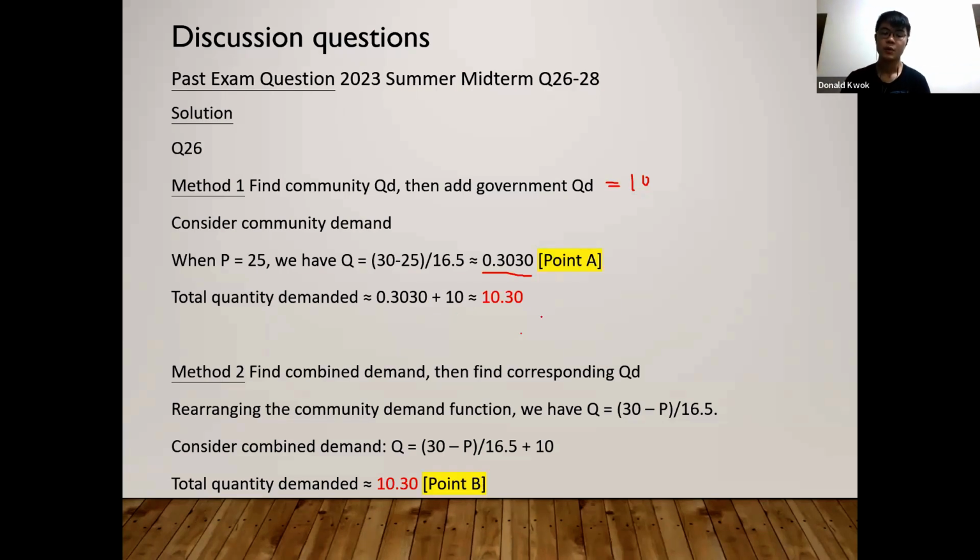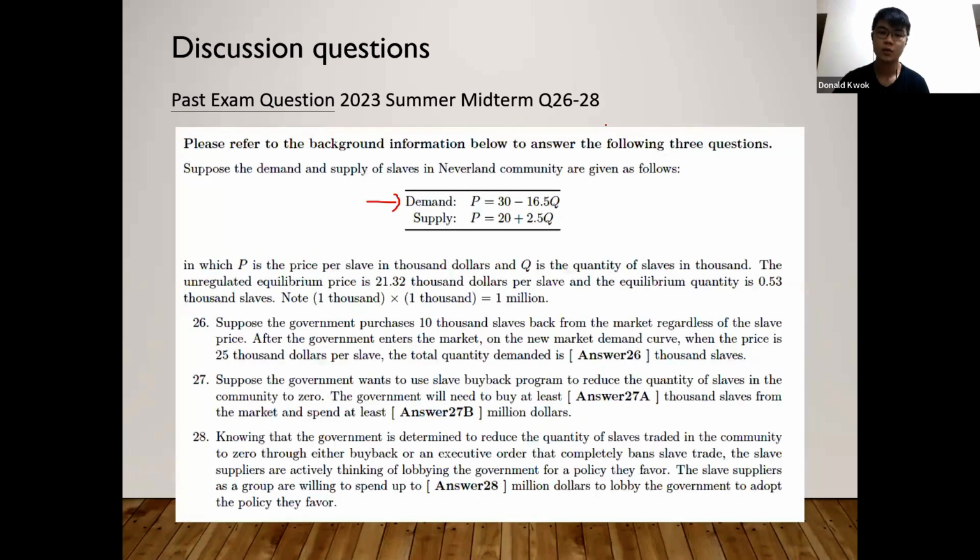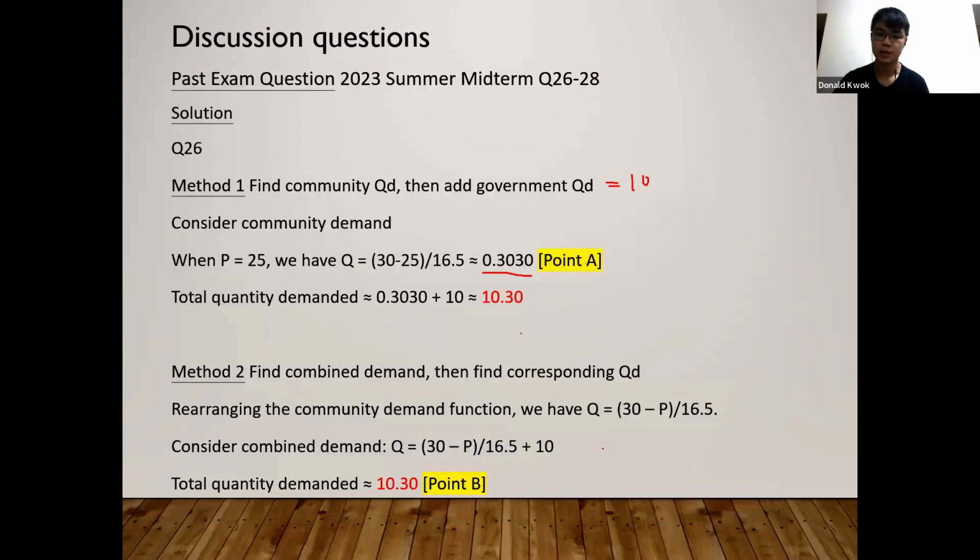How about method two? We need to derive the combined demand curve first, right? Remember, we are summing up quantities instead of prices to derive the combined demand curve. So we need to change the subject of the community demand to Q first, which is the expression here. Add 10, the government quantity demanded, and we have the combined demand curve as this expression. And of course, precisely speaking, the combined demand curve is also kinked. When the price is higher than 30, the combined demand curve is given by Q equals 10.